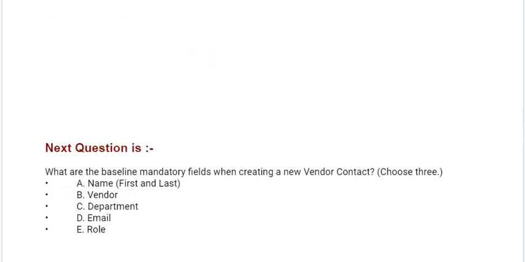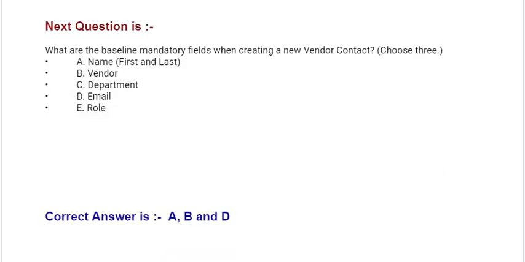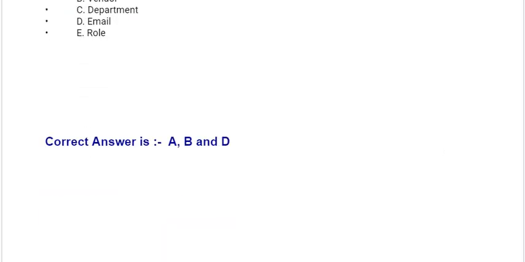Next question is, what are the baseline mandatory fields when creating a new vendor contact? Choose 3 options. Option A. Name, first and last. Option B. Vendor. Option C. Department. Option D. Email. Option E. Role. Correct answer is option A, B, and option D.